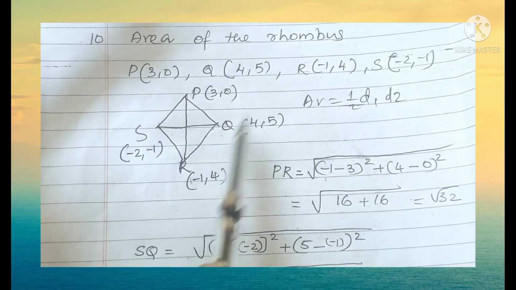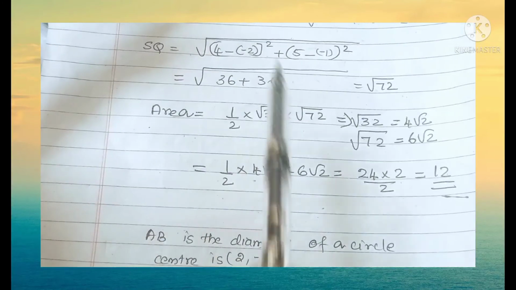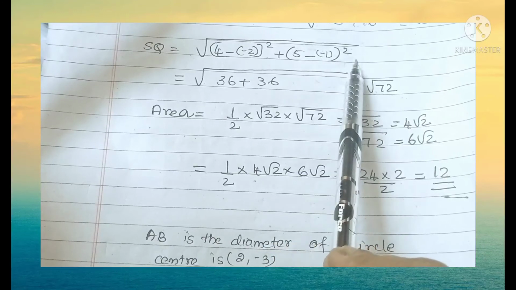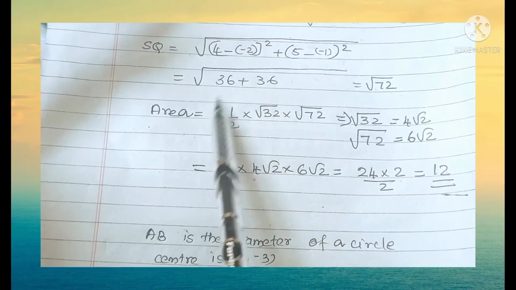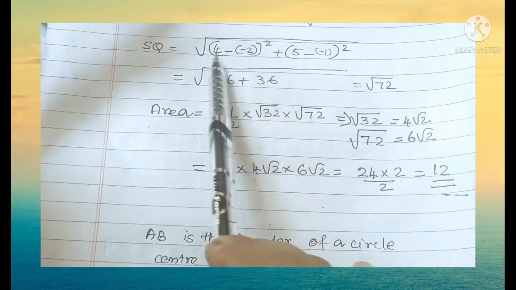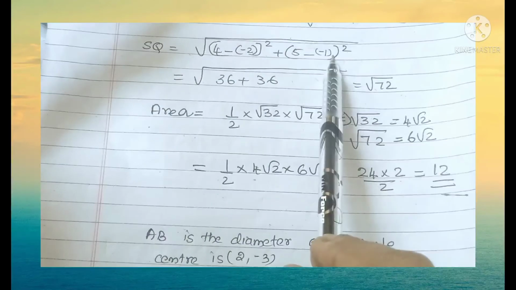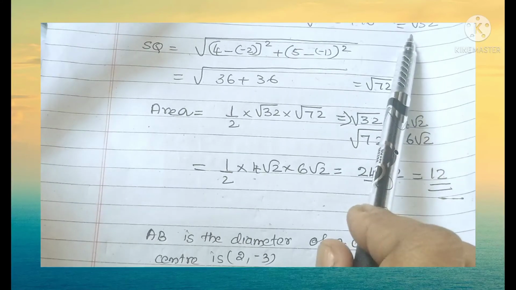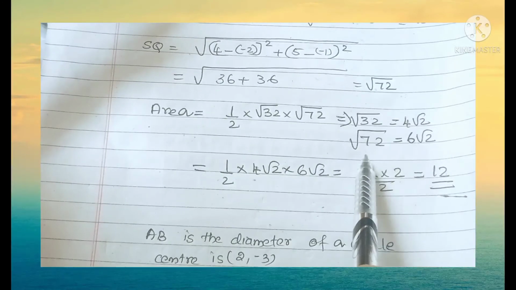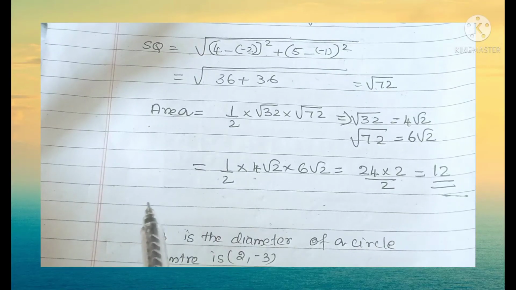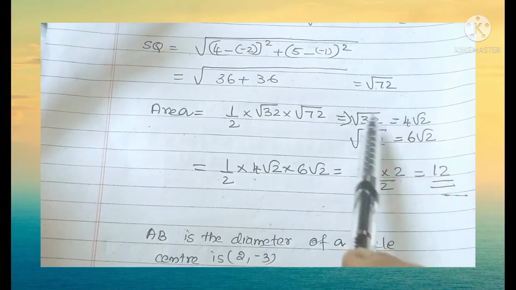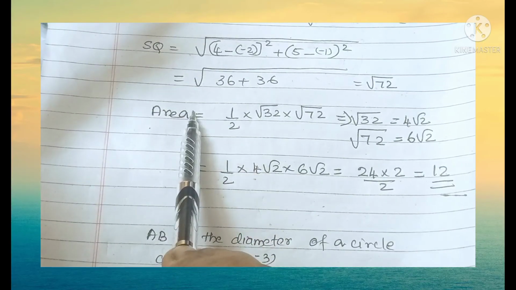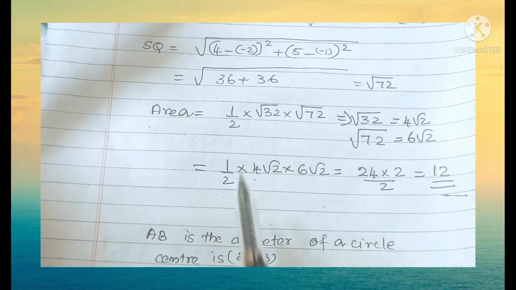The same way we can find the length of SQ. Length of SQ is square root of (4 minus -2) whole square plus (5 minus -1) whole square. 4 plus 2 is 6, 36, plus 5 plus 1 is 6, 36. That means (4 plus 2) whole square is 36 and (5 plus 1) whole square is 36. Adding, we will get √72. Here we get √32. First of all we want to convert it this way, that is 4√2 is √32 and 6√2 is √72.